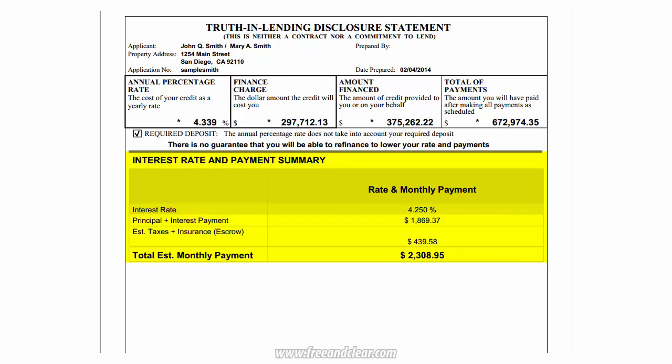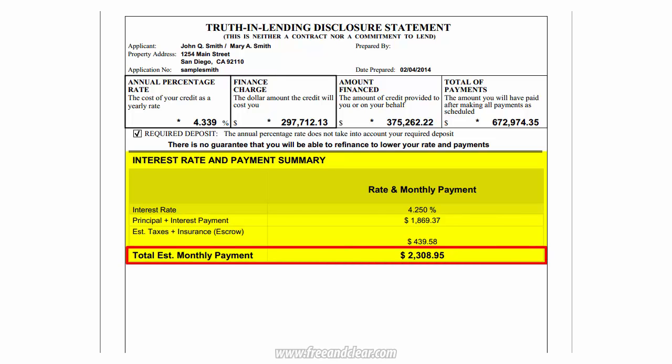Next, we have the interest rate and payment summary, which shows the interest rate, monthly mortgage payment, estimated monthly property taxes, and homeowners insurance expense, as well as total monthly payment. So this figure represents your total monthly housing expense and is also known as your principal, interest, taxes, and insurance, or PITI for short. Please note that property tax and homeowners insurance expense vary by county and property, so this is an estimated figure. Additionally, you typically pay your property tax twice a year and your homeowner's insurance premium once a year, but the Truth in Lending form shows these estimated costs on a monthly basis.